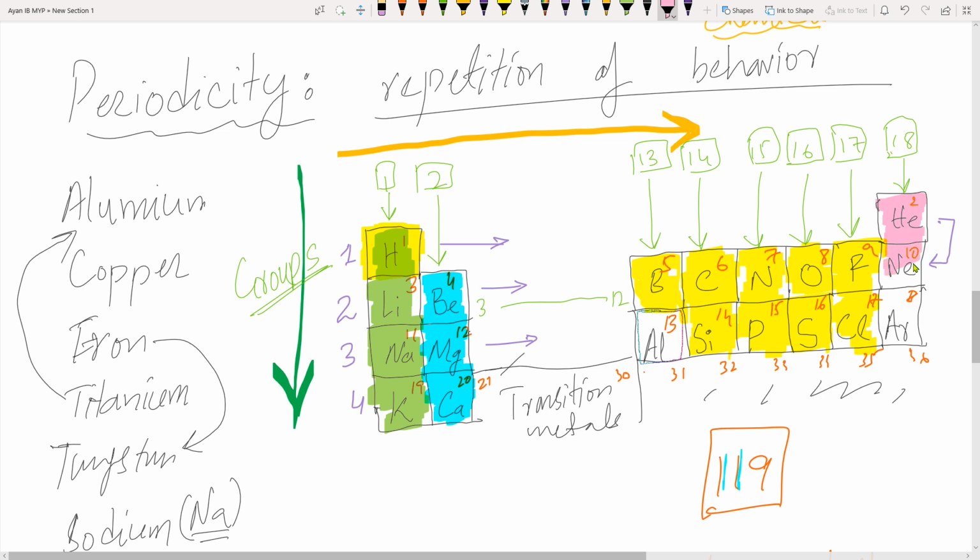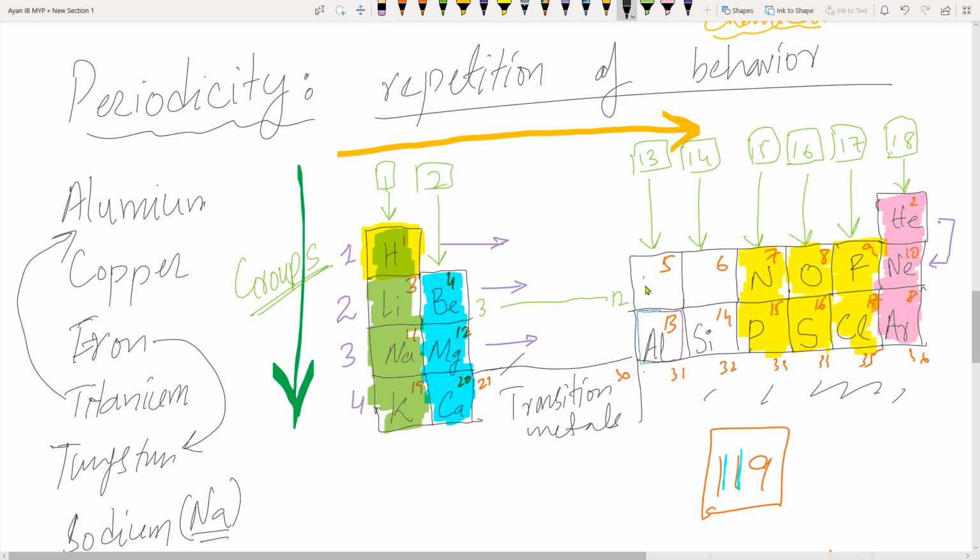These are noble gases, hence they're pink, right? So they are separate. These are your gases. I'm just going to take out the color from here and here. Okay, I'm just losing these.